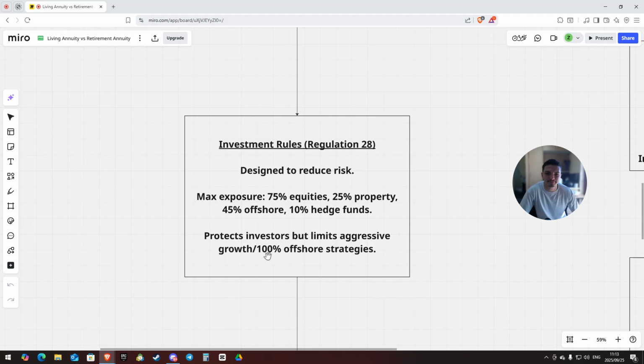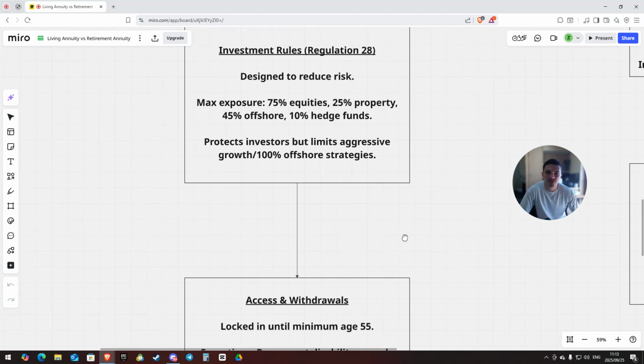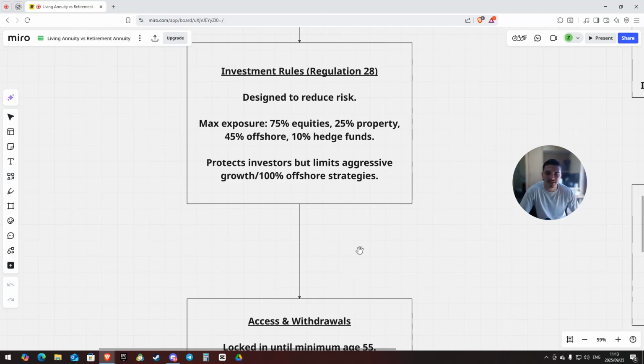a equity offshore strategy, okay, which is obviously higher risk. So Regulation 28 is designed to reduce risk.